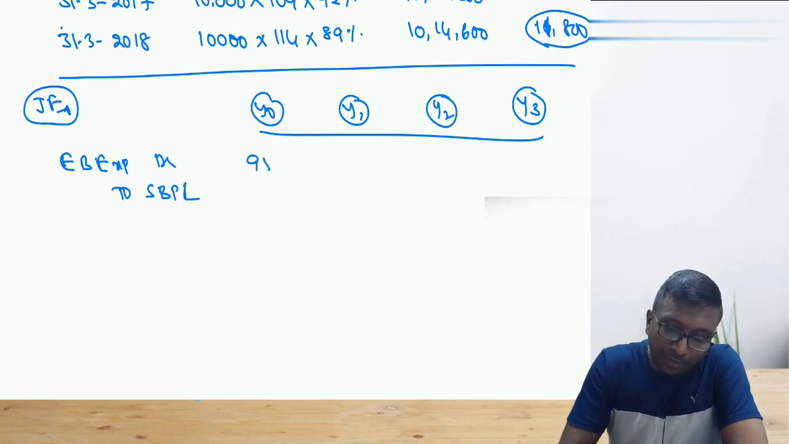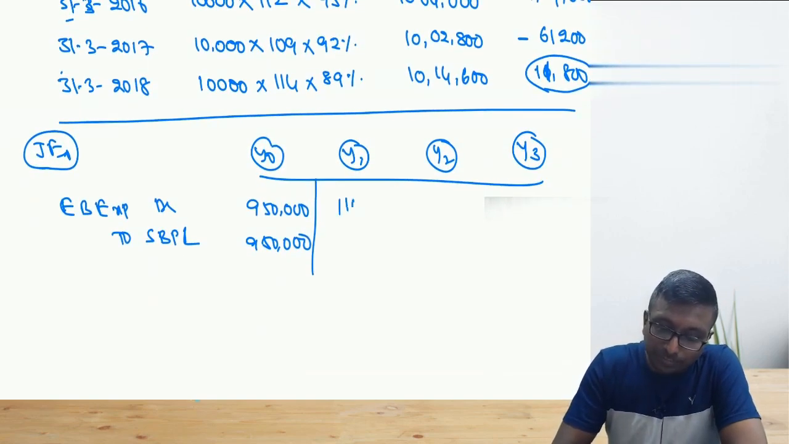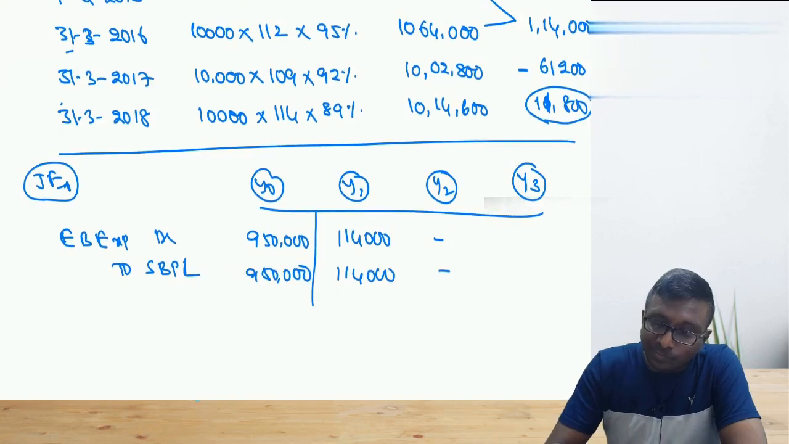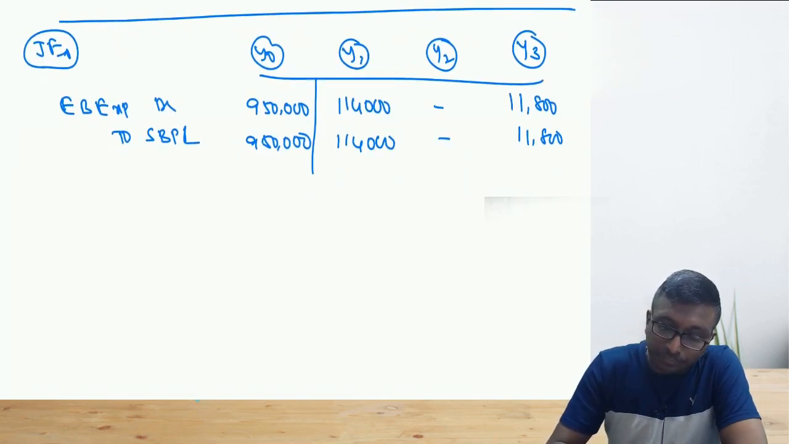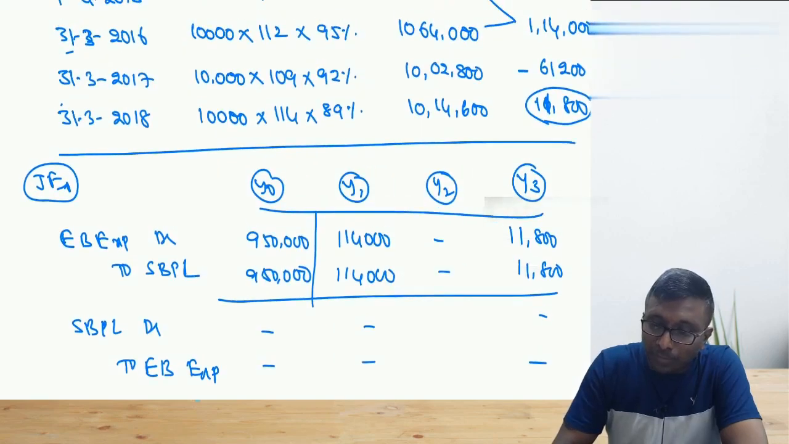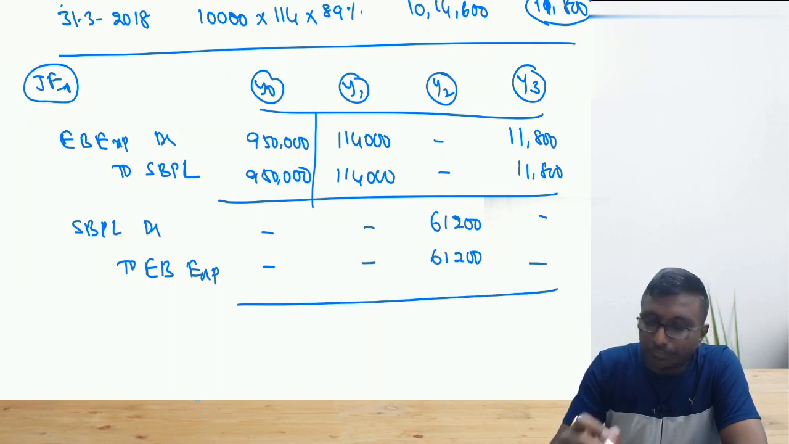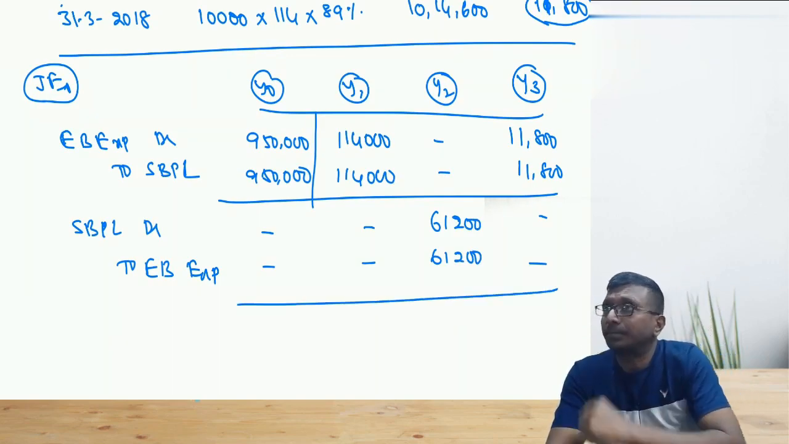SBPL, 9,50,000. Next year, 1,14,000. Here put a hyphen for 11,800. Then SBPL account debit to employee benefit expense, 61,200. That's all.